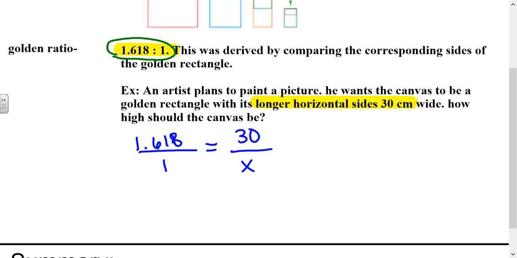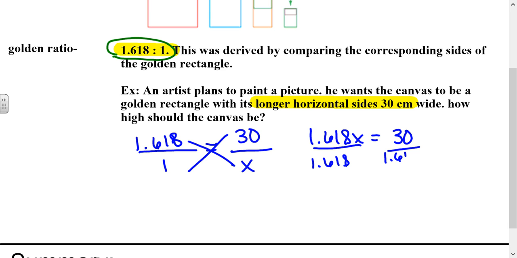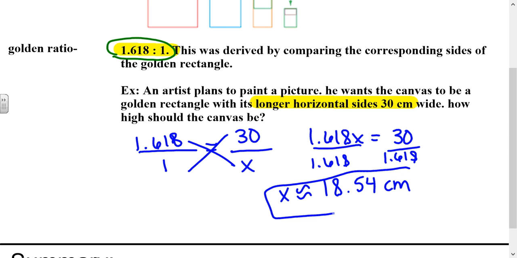Okay, so to solve this proportion, I'm just going to cross multiply. So I get 1.618x equals 30. And so then to solve, I would divide by 1.618 on both sides. So 30 divided by 1.618 is approximately 18.54 centimeters if you round to the nearest hundredth. Okay, so I don't have an exact answer because I get kind of a long decimal, but that would be my approximate answer.